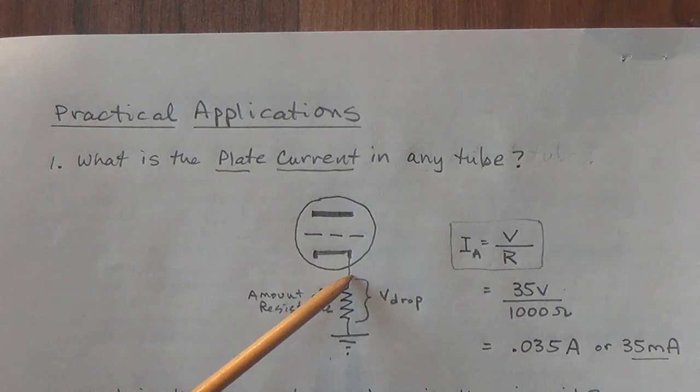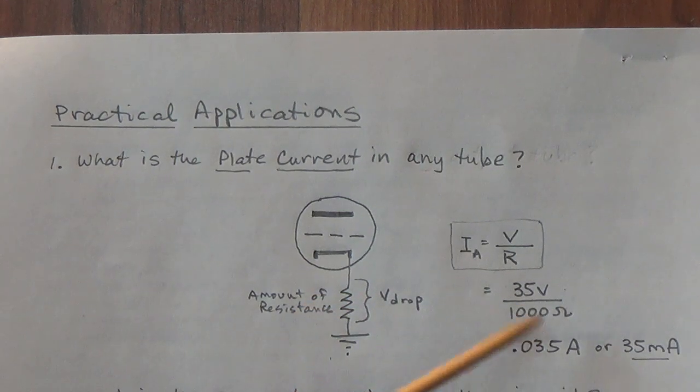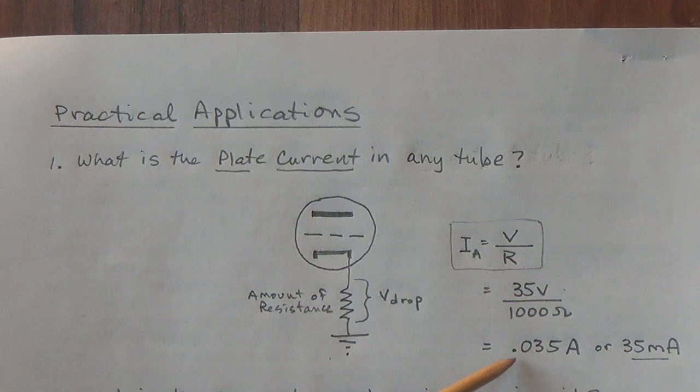So there is a differential in voltage on either side of this resistor of 35 volts. From here to here, 35 volt difference. So I write that down. Now I'm going to divide 35 volts by 1000 ohms. I get 0.035 amps. Remember, this is always in amps, or 35 milliamps. If you want to change amps to milliamps, you just move the decimal 1, 2, 3 places to the right.